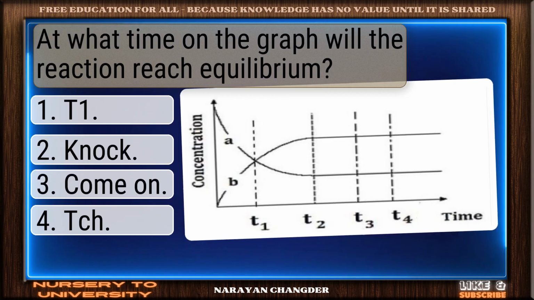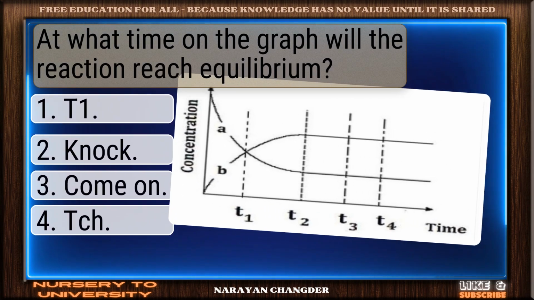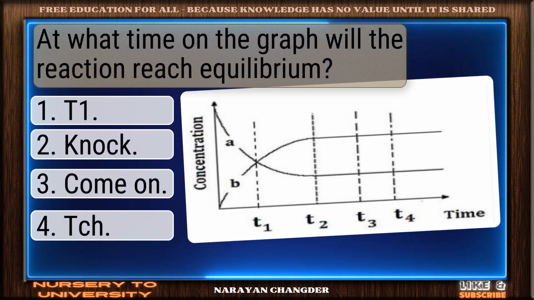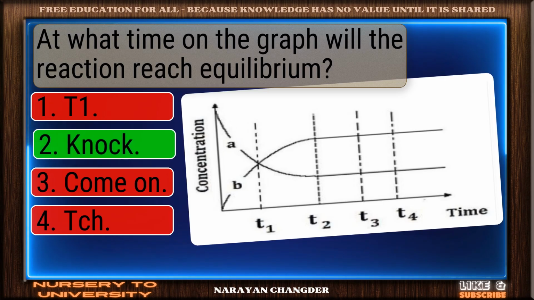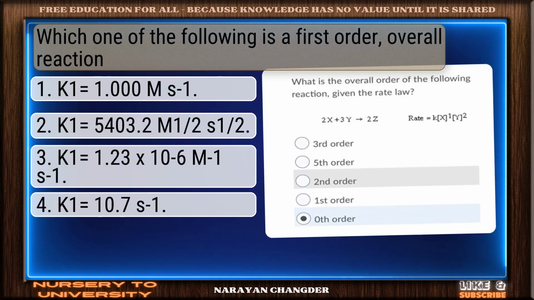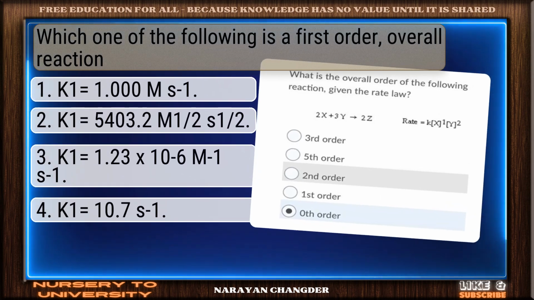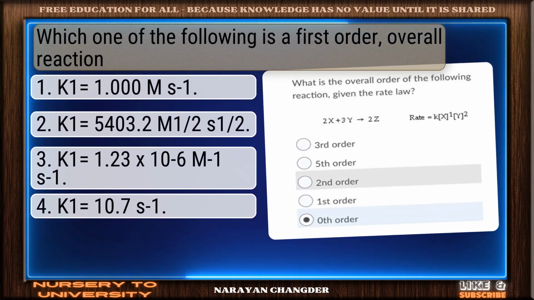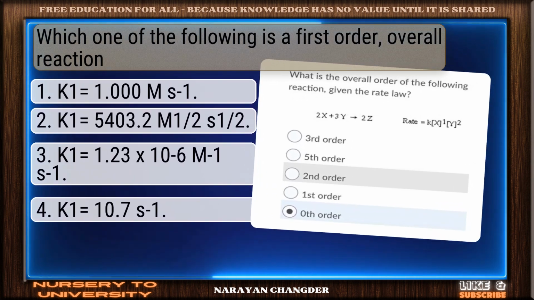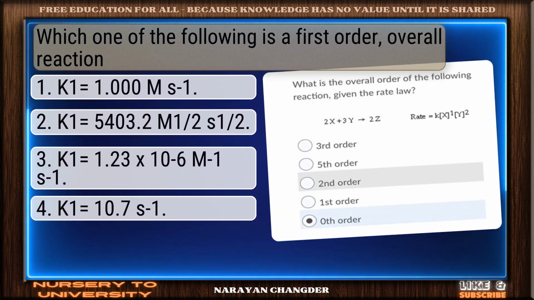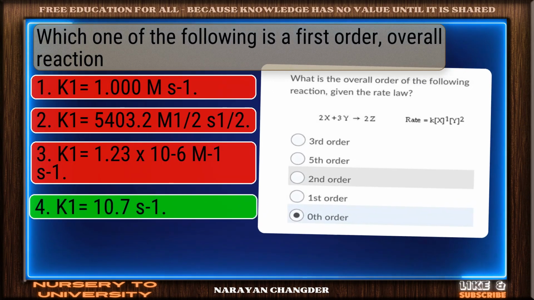At what time on the graph will the reaction reach equilibrium? Option 1, T1. Option 2, T2. Option 3, T3. Option 4, T4. On track, T2. Which one of the following is a first-order overall reaction? Option 1, k1 equal to 1.1000 per second. Option 2, k1 equal to 403.2 per molar per second. Option 3, k1 equal to 1.23 x 10^6 per molar per second. Option 4, k1 equal to 10.7 per second. Well done, k1 equal to 10.7 per second.